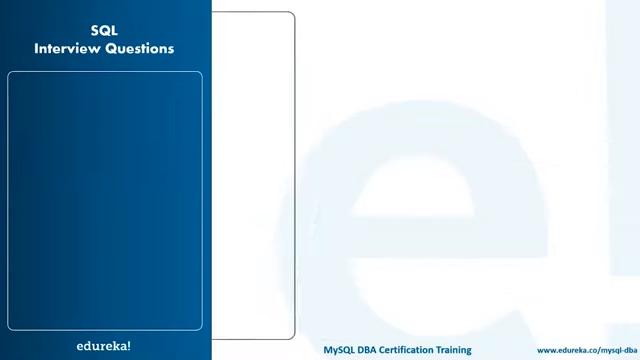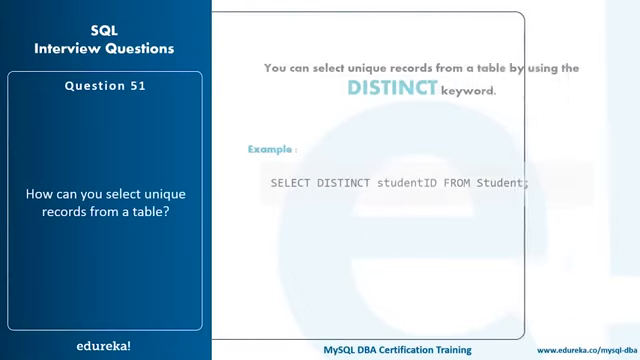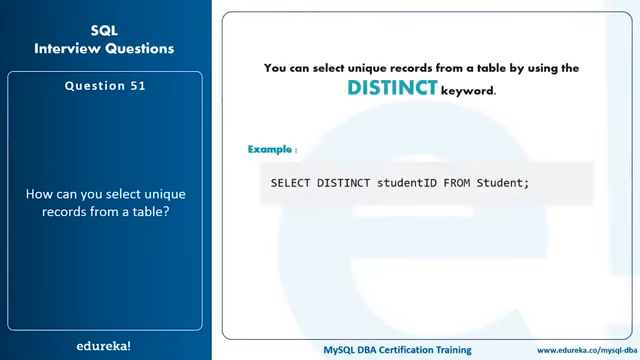Now let's move forward to the next question, that is, how can you select unique records from a table? Well, you can select unique records from a table by using the distinct keyword. For your better understanding, you can write a query like select distinct student ID from student. With the help of this query, all the unique records from the student table will be selected.